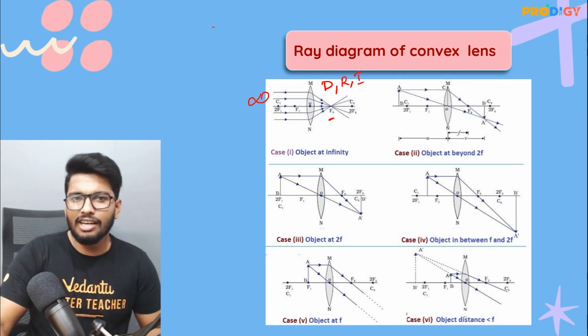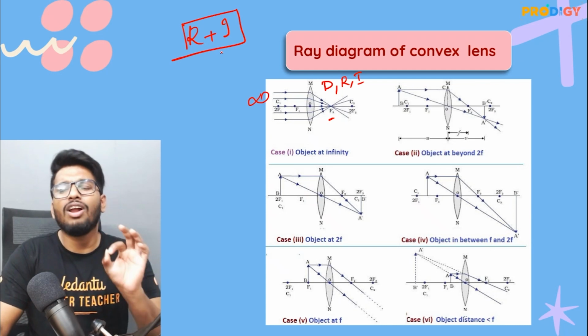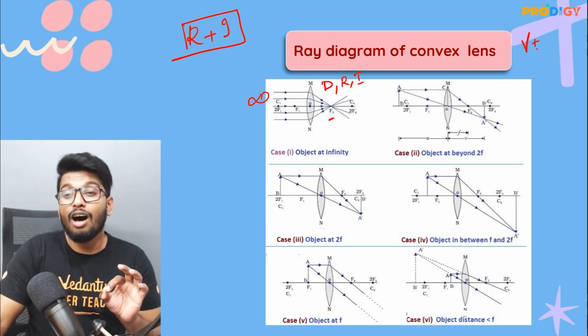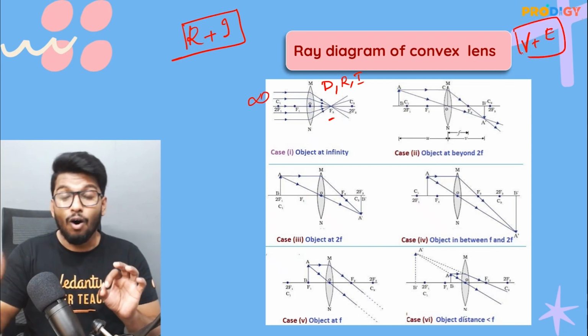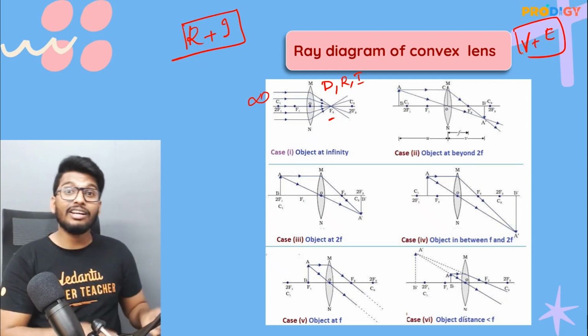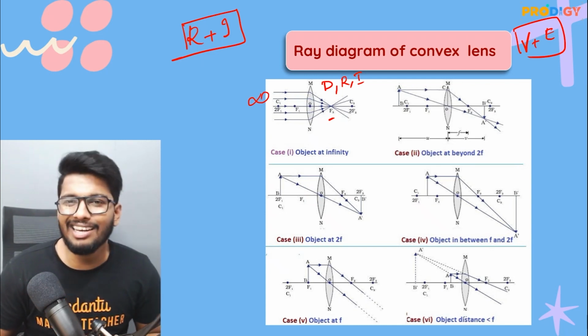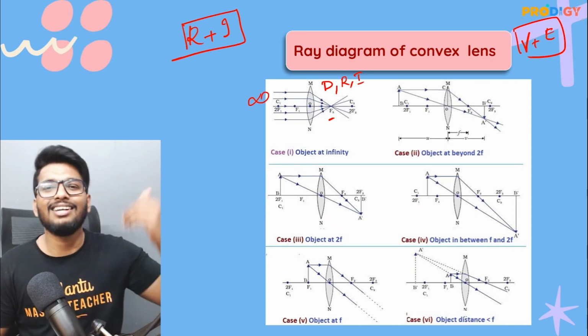Now, please remember this, guys. All real images are always inverted in nature. And all virtual images are always going to be erect in nature. All right, all virtual images are erect in nature, all real images are inverted in nature. So because of that, the image you're going to get is DRI, that is point sized or diminished, and real and inverted.